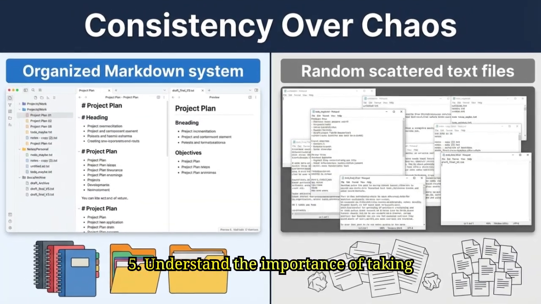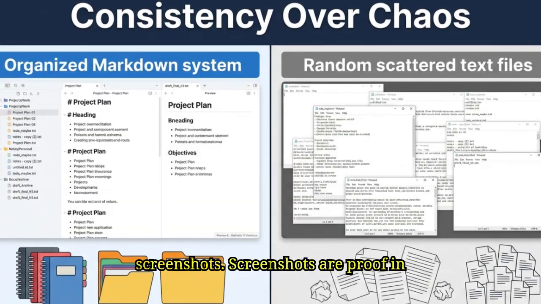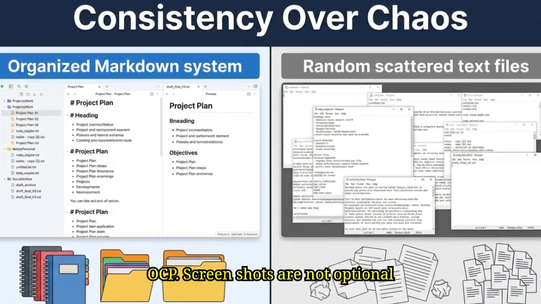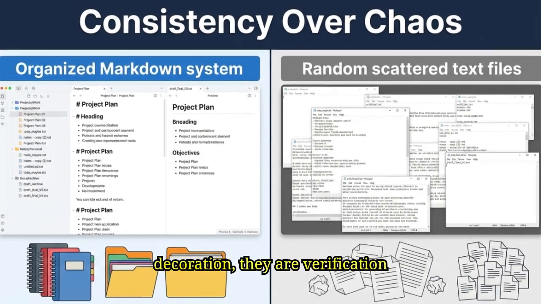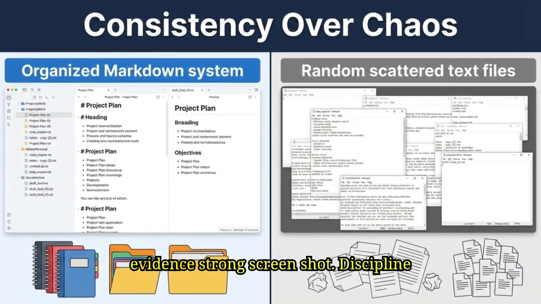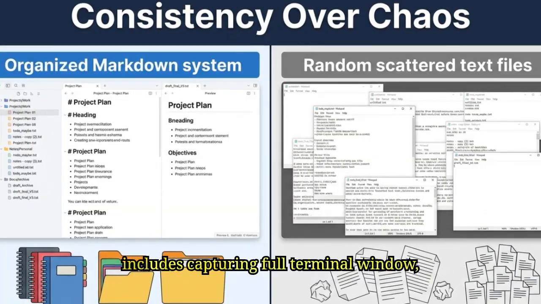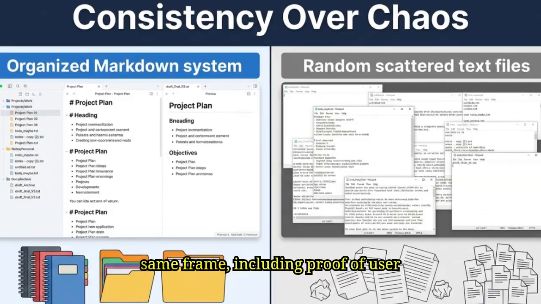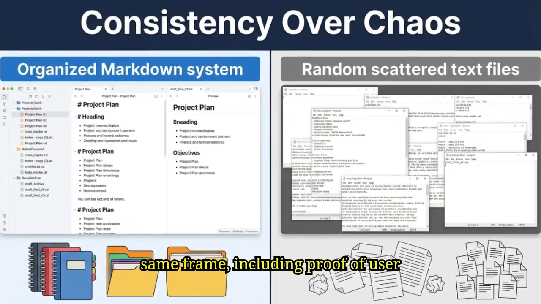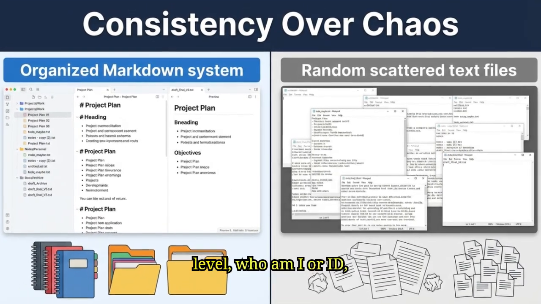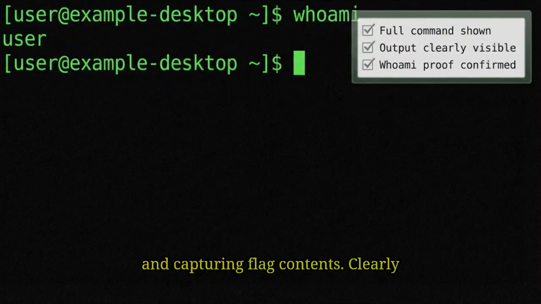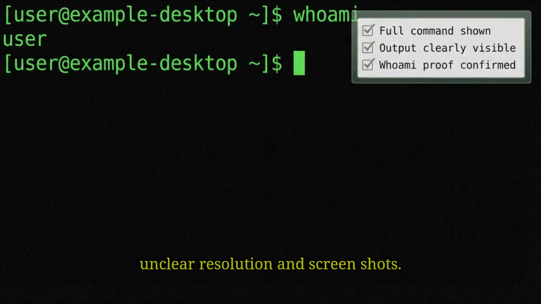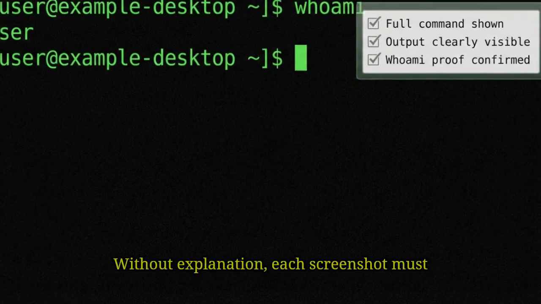5. Understand the importance of taking screenshots. Screenshots are proof. In OSCP, screenshots are not optional decoration, they are verification evidence. Strong screenshot discipline includes capturing full terminal window, showing command plus output in the same frame, including proof of user level, who am I or ID, and capturing flag contents clearly. Avoid cropped evidence, missing context, unclear resolution, and screenshots without explanation.